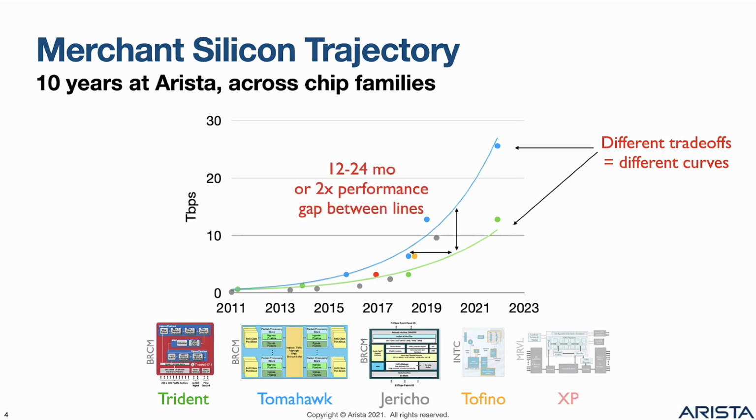Between one family and another, at the same point in time, you can have like a 2x performance difference in terms of what the silicon is delivering. And similarly, at the same performance point, one family can be 12 to 24 months behind another family. So they all eventually catch up, and every family is going to get to 3.2 and 12.8 terabits, but at different times. And that's because of different trade-offs that they're making. And I'll talk more about that and how that's relevant to our service provider customers.